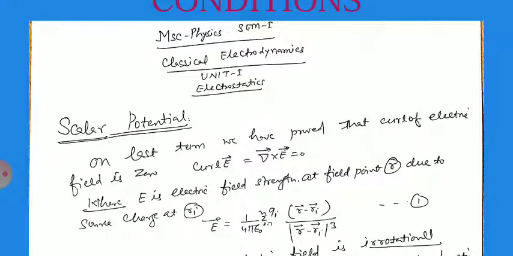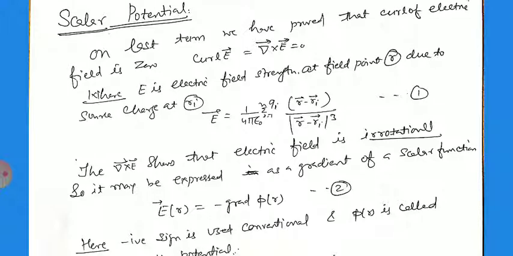So on the last turn we have proved that the curl of the electric field is zero, that is, curl del cross E equal to 0, where E is the electric field strength at the field point r due to the charge Qi. So we can write E equal to 1 by 4 pi epsilon naught sigma i equal to 1 to n Qi (r minus ri) divided by |r minus ri| power cube. Here we have considered that the electric field is calculated at the point r, that is called the field point or the observer point, and ri the source point.